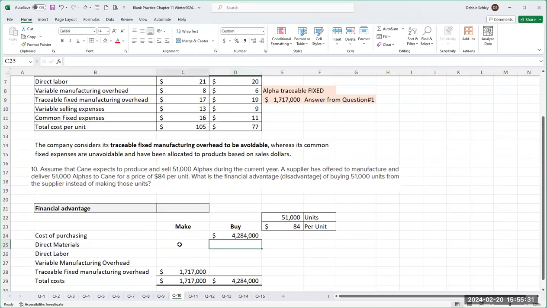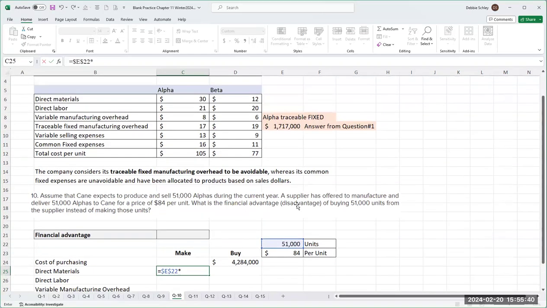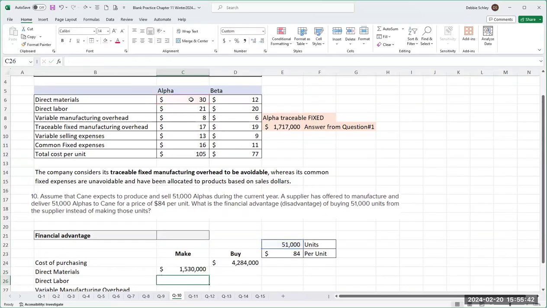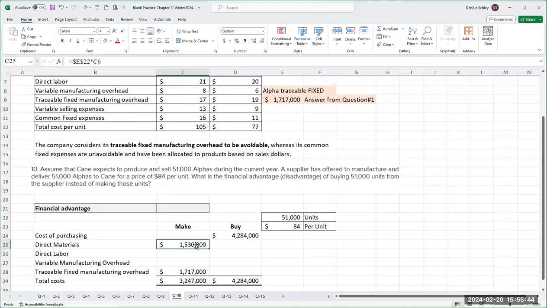Okay, direct materials. Again, we're doing alpha, so it's 51,000. Anchor that cell times direct materials. I can drag it down for direct labor and variable manufacturing overhead. And again, that's all that's relevant in whether to make it or to buy it, because selling costs don't have anything to do with this part of it. That's why we don't include those in this.